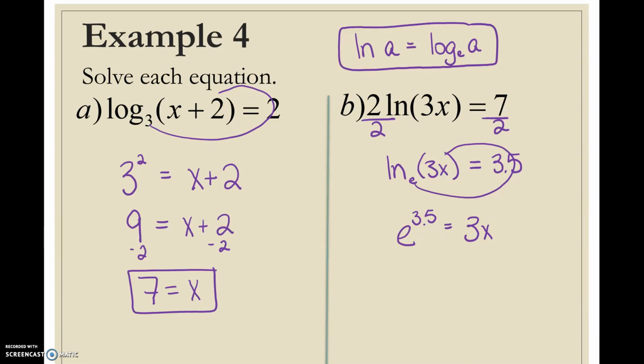Where is e on our calculator? Right here. It's above the ln button. ln is base e. E and ln are very tightly related, so you push second ln to get your e, and then type in the 3.5. E to the 3.5 is 33.12.